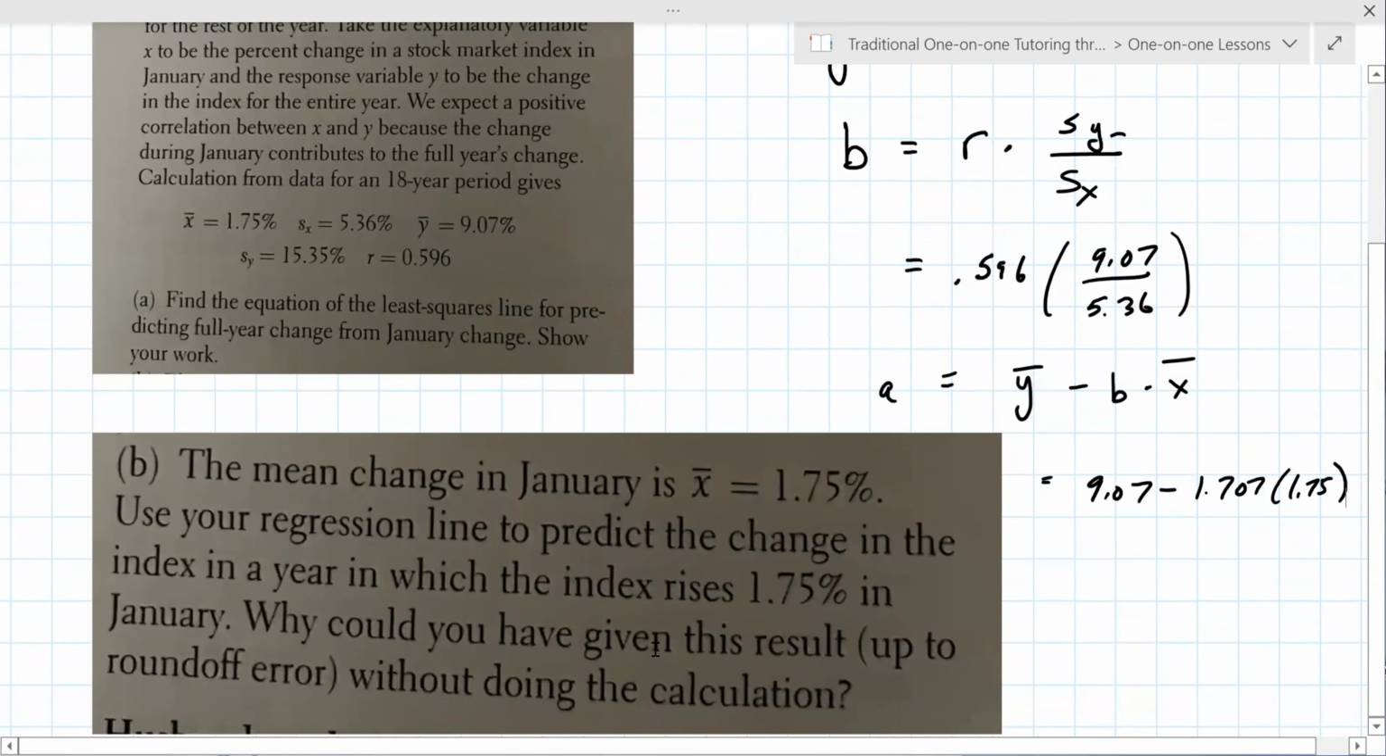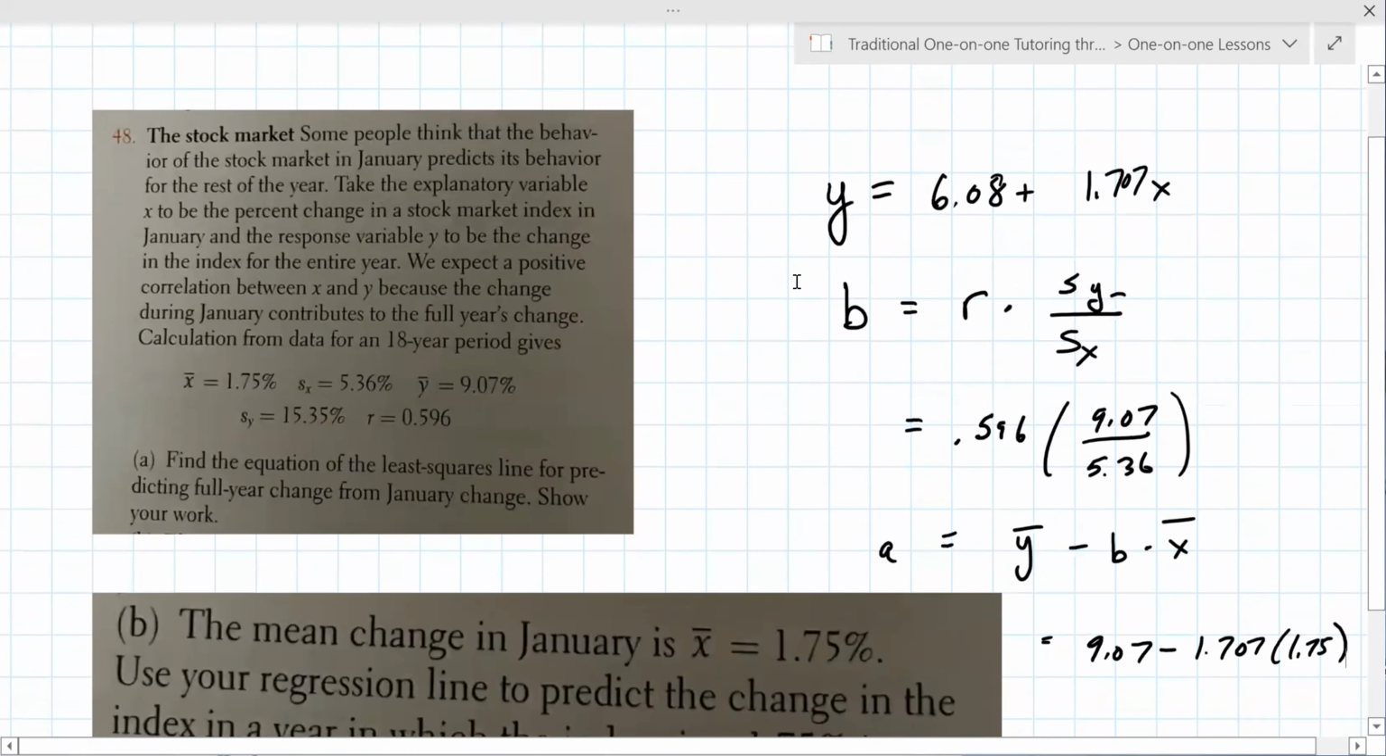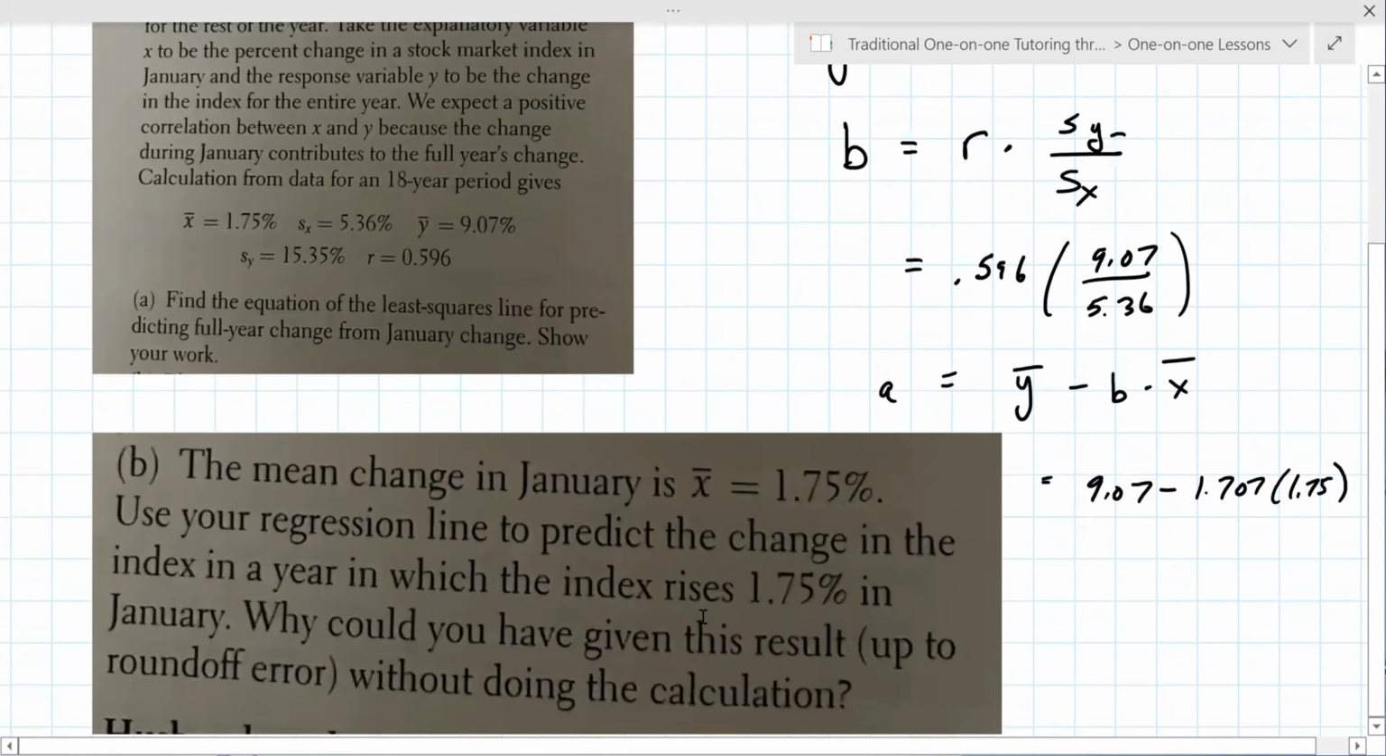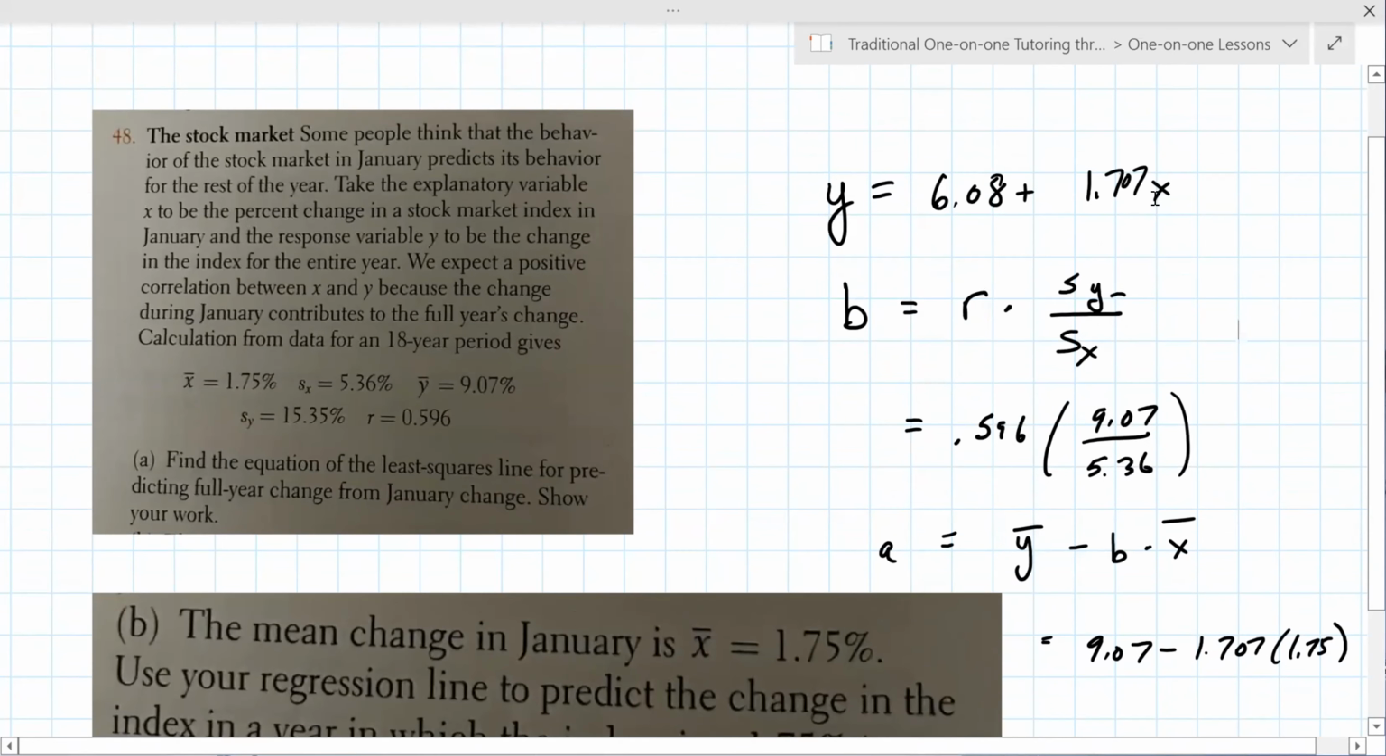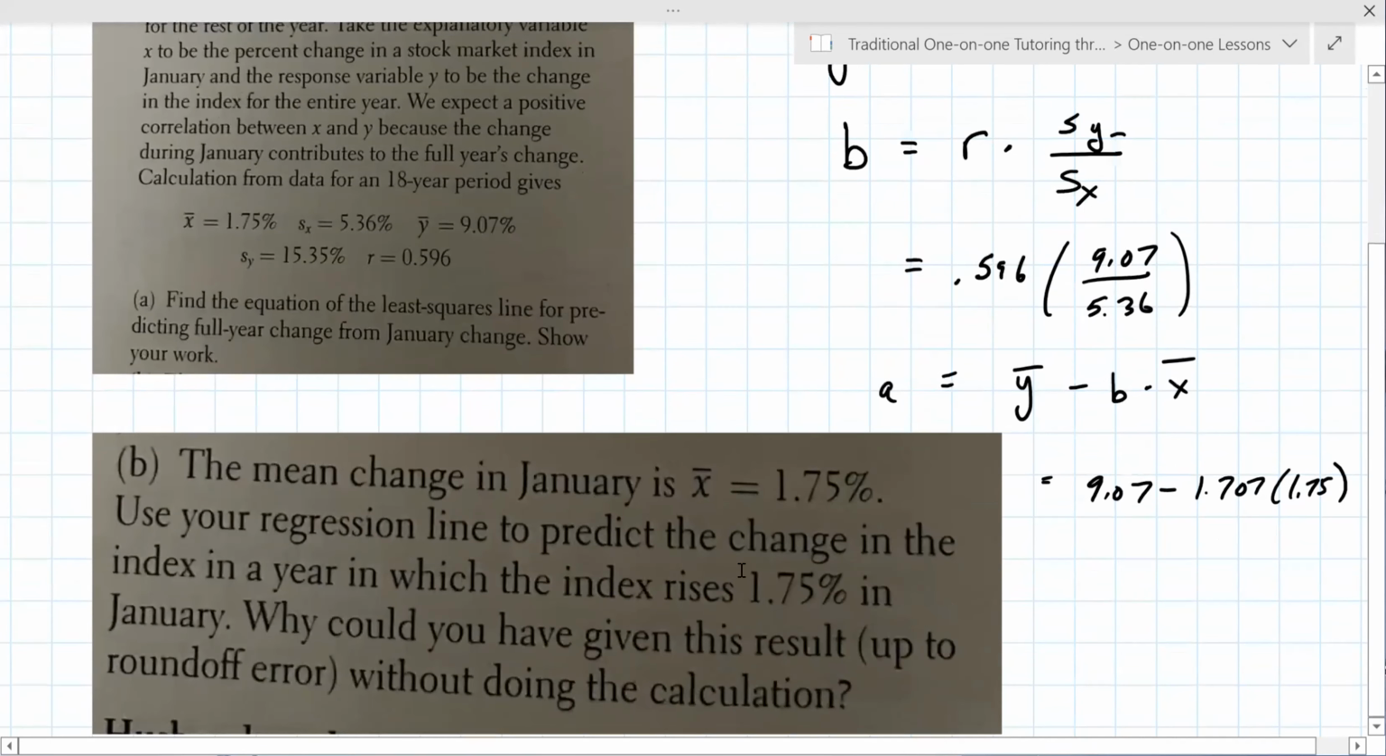So they're asking you what happens when your input goes up by 1.75. Okay, and you're like, what does that mean? Well, which number affects x in this equation? 1.707, just the slope. So it's like asking, let's say x is 10, but then it goes up 1.75, so now it's 11.75.